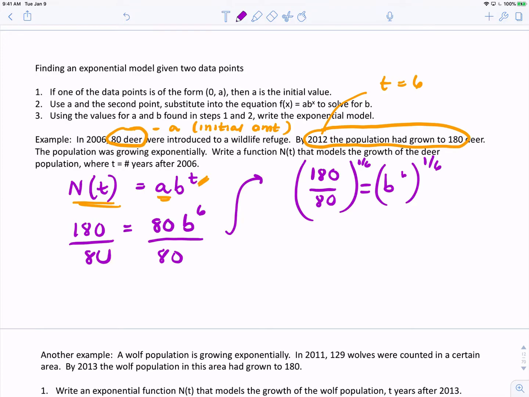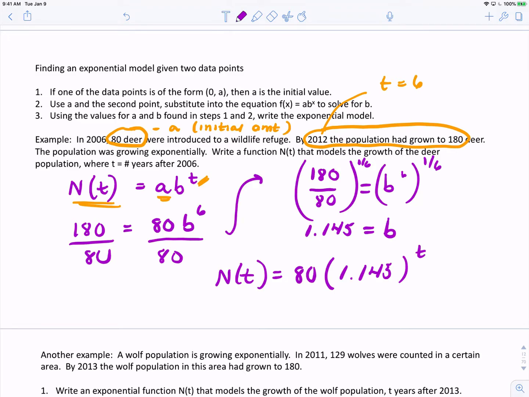So let's give that a try. 180 divided by 80 raised to the 1/6 power gives us a growth rate of 1.145. And now we can use that to write our function. So our function would be N of t equals our initial amount, 80, times b, 1.145, to the t power.